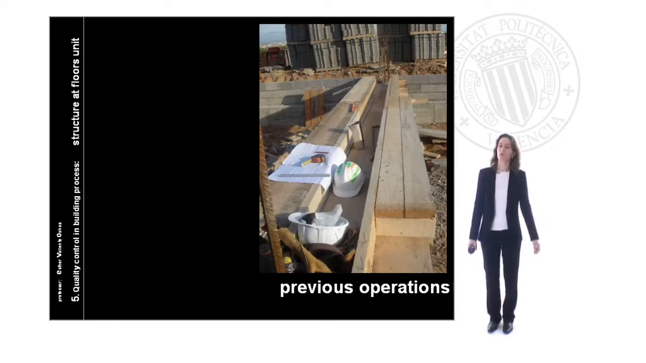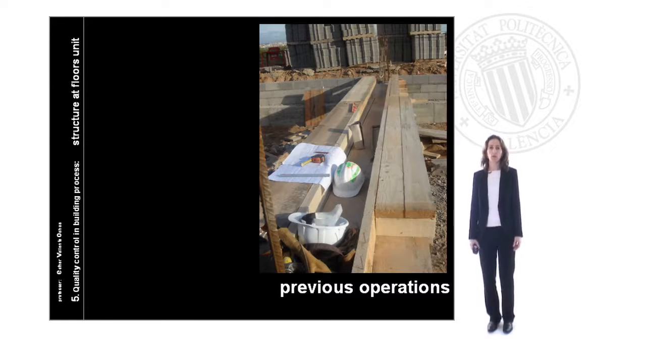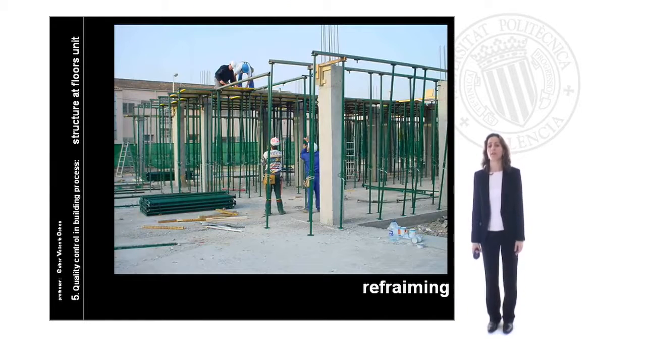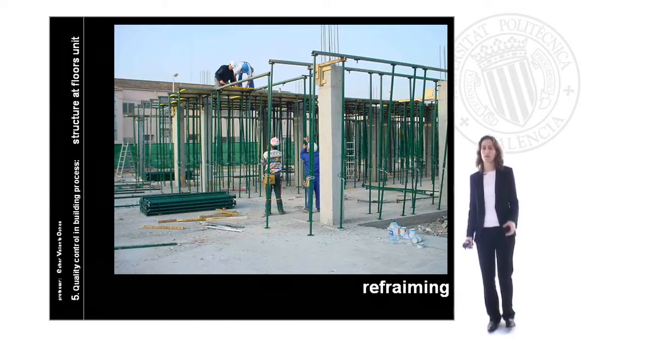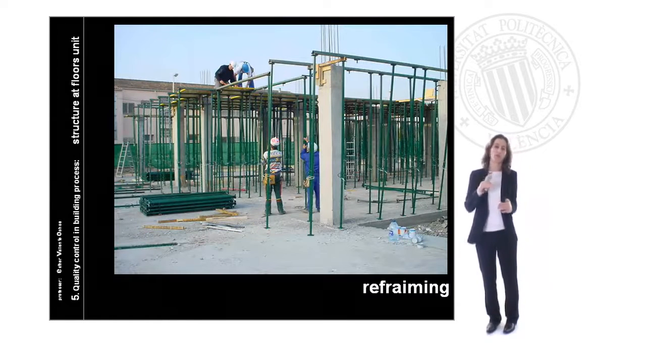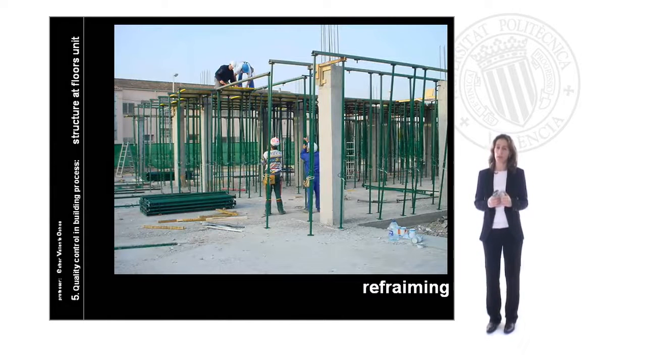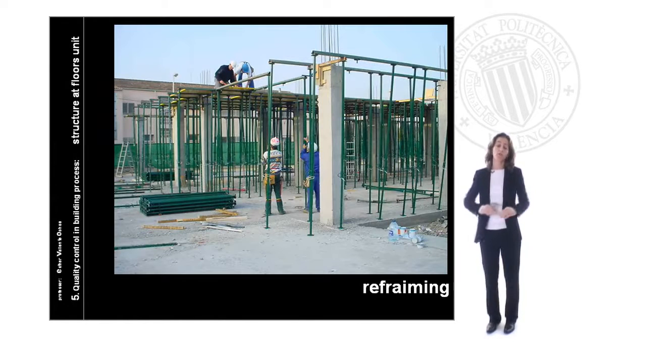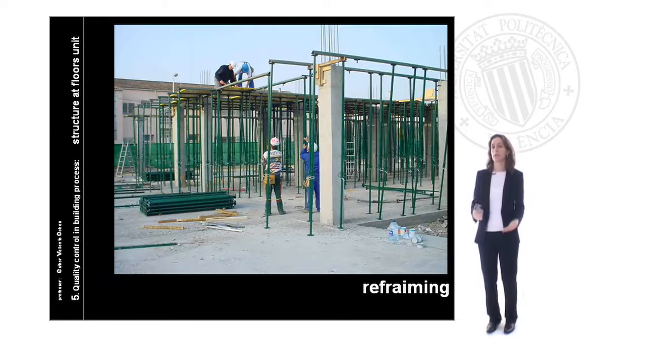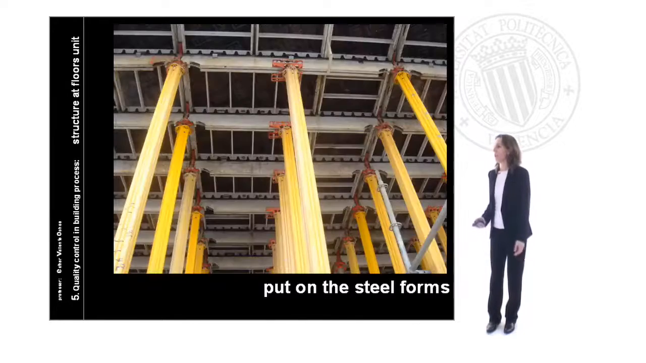The previous operations have a reference about the tools and the specifications we are going to follow, just beginning with the reframing. Reframing is very important in this unit because it takes care of the minimum distance between each floor. The distance is very important because then we are going to put on the paving and the ceiling, and we have to control the minimum distance between each floor.